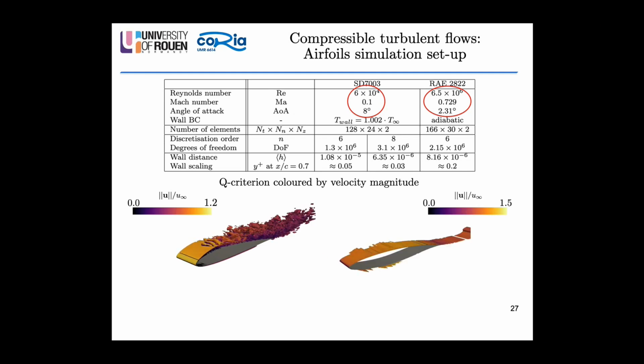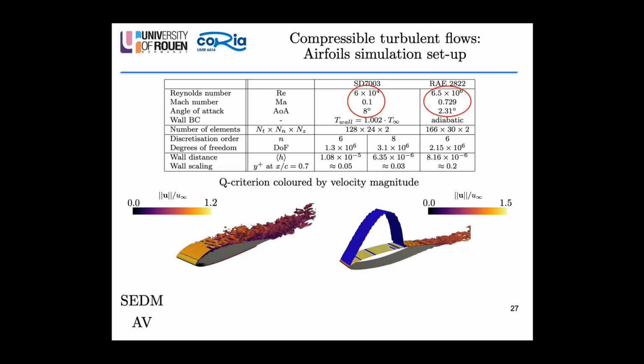In the second case, instead, the bubble region is much more reduced, much more limited, but on the upper side, due to the transonic nature of the flow, you have the natural development of a shock wave, which causes the flow to separate right after.